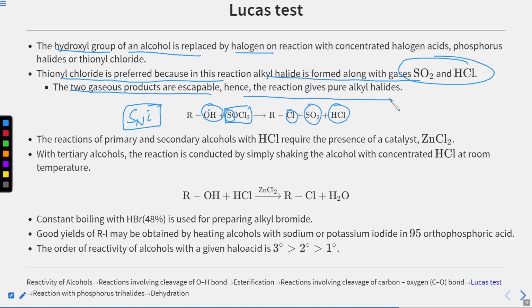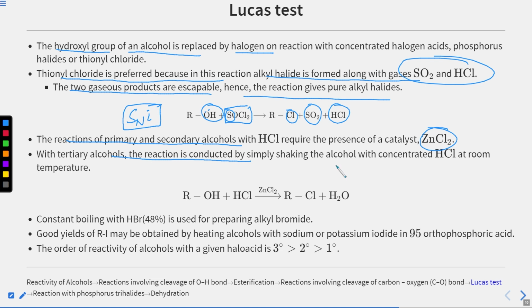Same thing is written. But why do we use it as a test for primary, secondary, and tertiary? The reason behind it lies in the time taken by the reaction. The reaction of primary and secondary alcohol with HCl requires the presence of ZnCl2. So if you react simply in the presence of HCl, primary and secondary would require this catalyst, ZnCl2. But if you react tertiary alcohol, the reaction is conducted by simply shaking the alcohol with concentrated HCl.